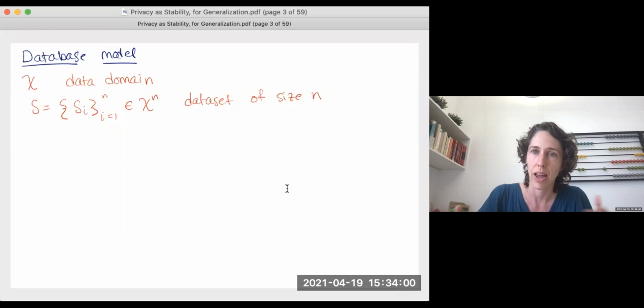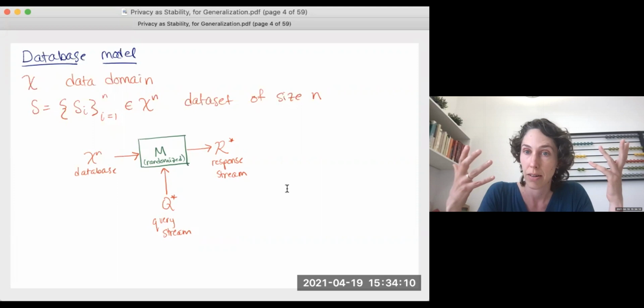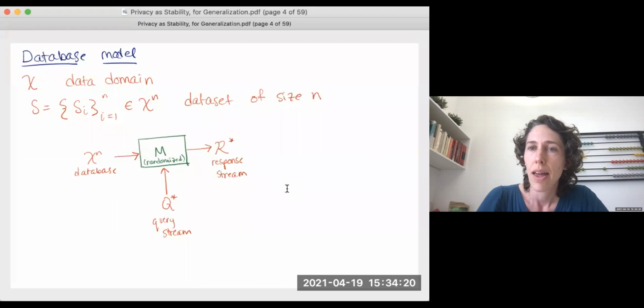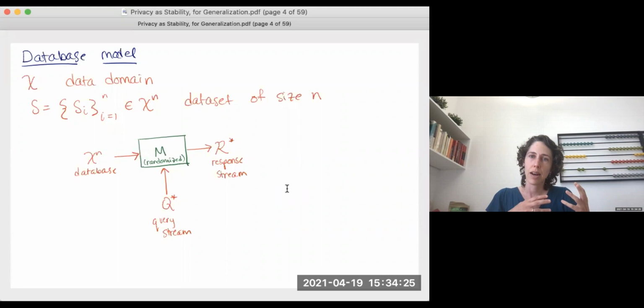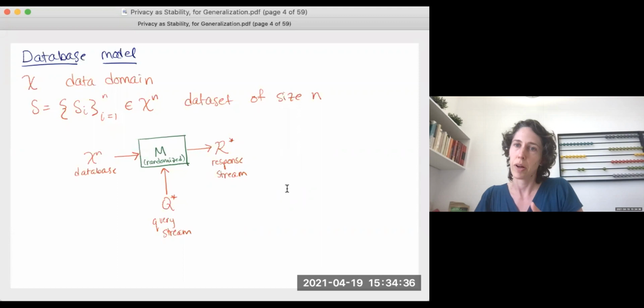And we're going to be in a world where we want to somehow analyze a data set. And the formal model that we'll use when thinking about what it means to analyze a data set is that we're going to assume that we have some mechanism, that's the green box in the middle. And what a mechanism does is it has access to the data set, the database of size N, and it receives queries in a stream and it generates responses to those queries. So a query comes in, it generates a response, query comes in, generates a response.